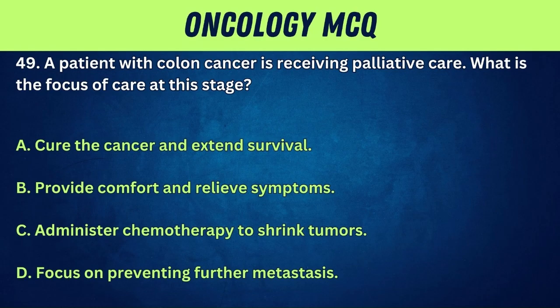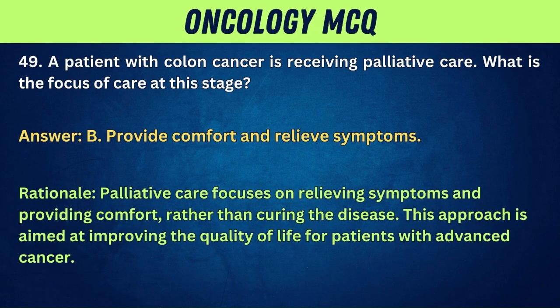49. A patient with colon cancer is receiving palliative care. What is the focus of care at this stage? A. Cure the cancer and extend survival. B. Provide comfort and relieve symptoms. C. Administer chemotherapy to shrink tumors. D. Focus on preventing further metastasis. Answer: B. Provide comfort and relieve symptoms. Rationale: palliative care focuses on relieving symptoms and providing comfort rather than curing the disease. This approach is aimed at improving the quality of life for patients with advanced cancer.